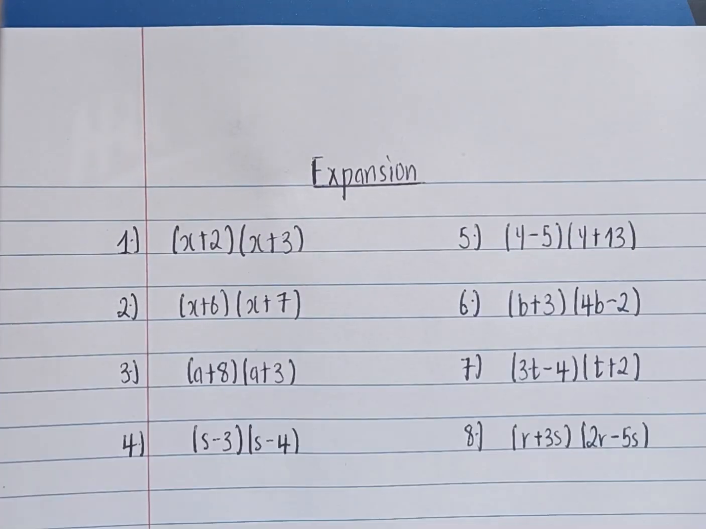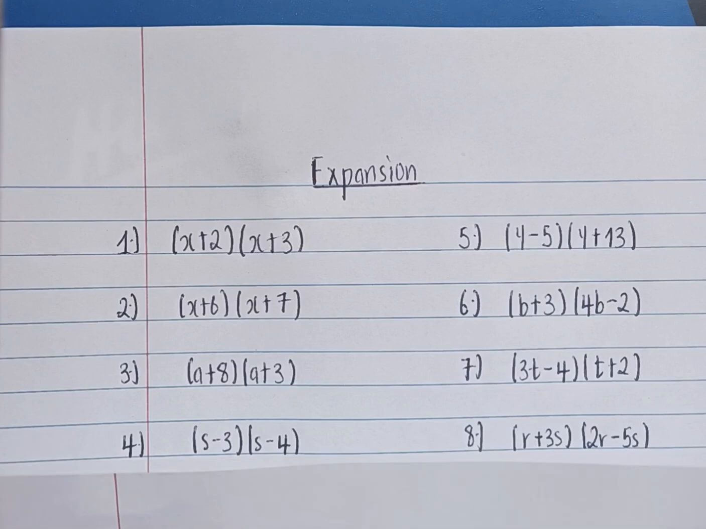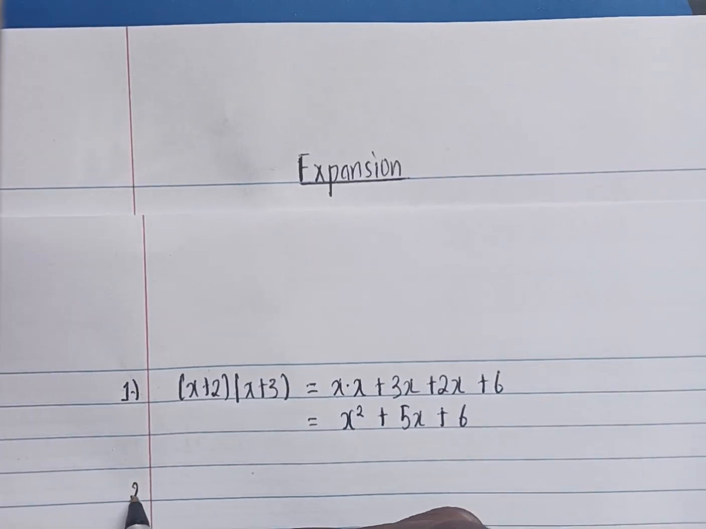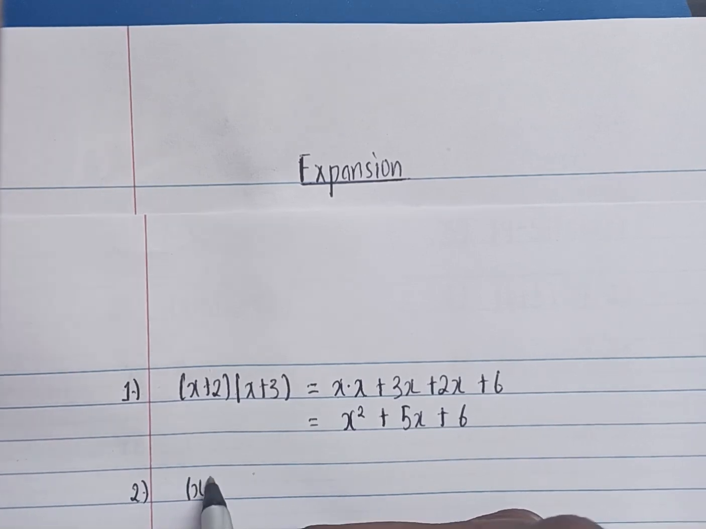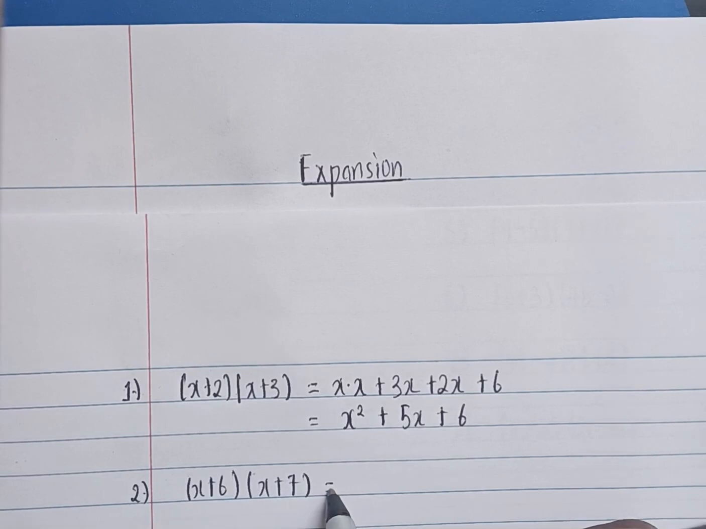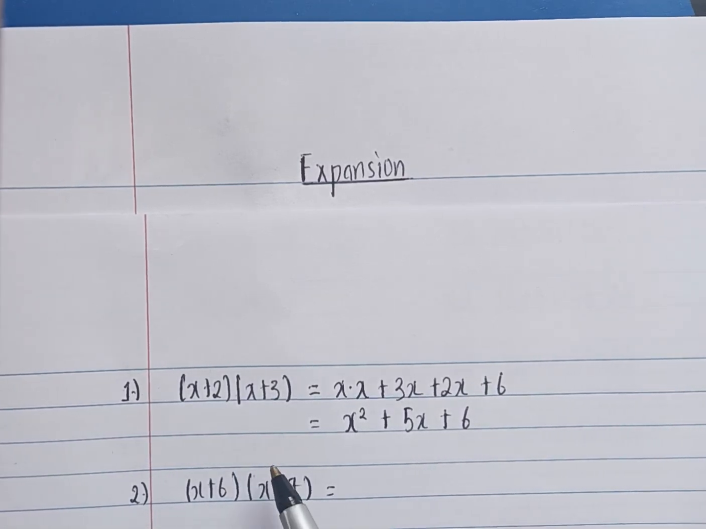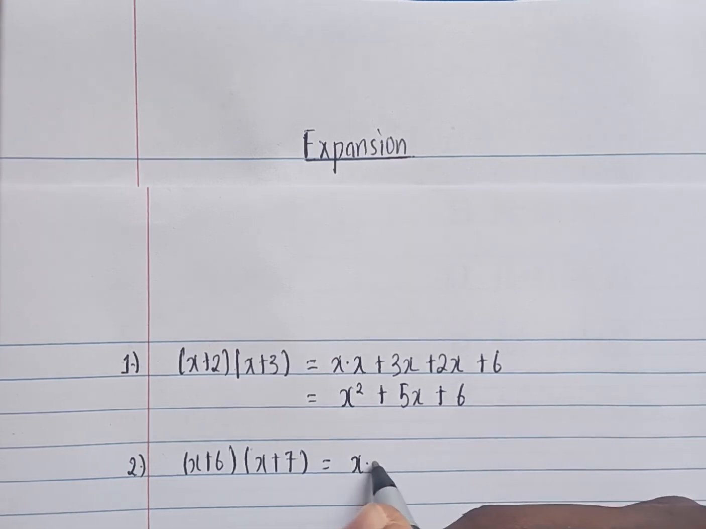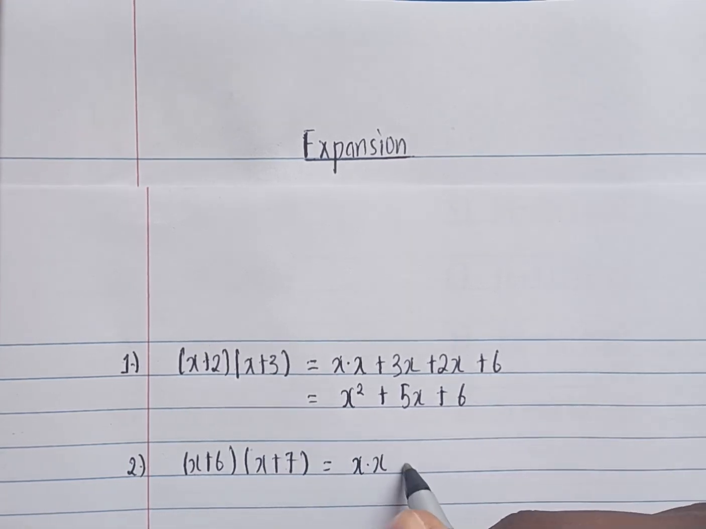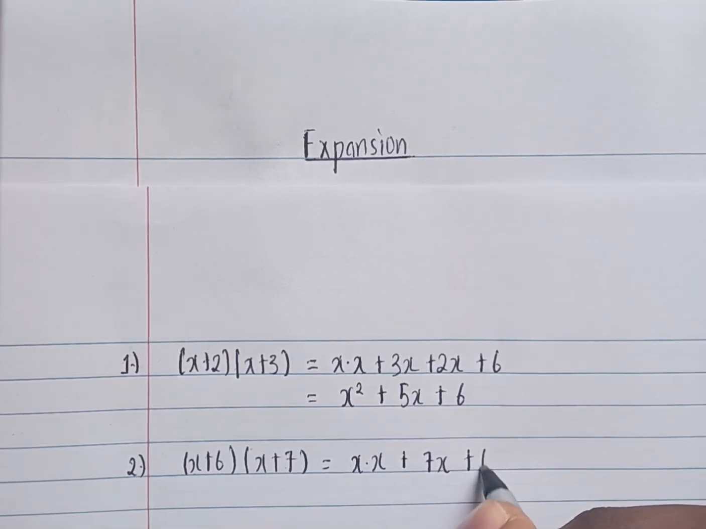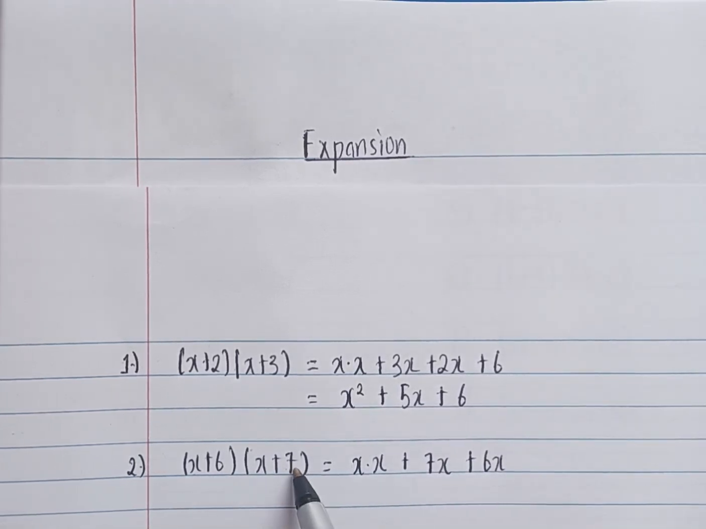We have number 2, x plus 6 times x plus 7. Here we just do the same thing that we did on the first question. We have x times x, which gives x squared. x times 7, which is plus 7x. 6 times x is plus 6x. 6 times 7, which is plus 42.